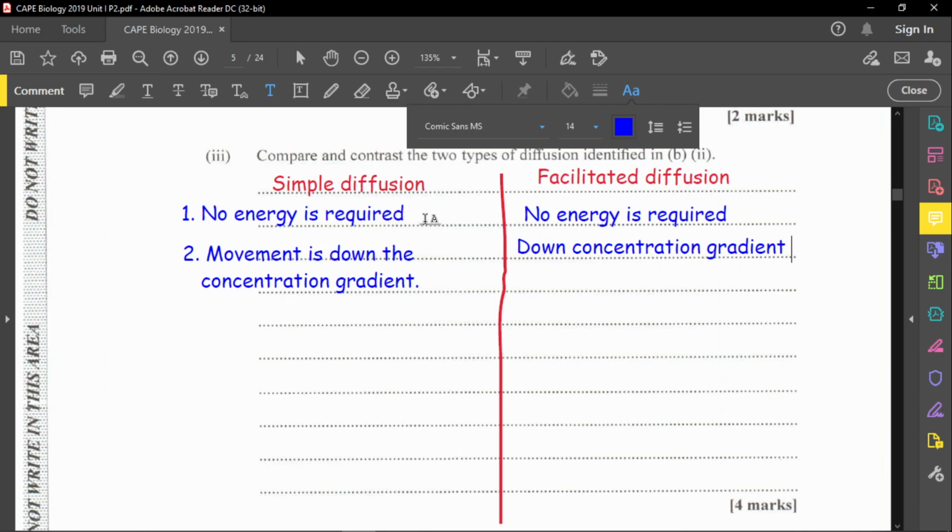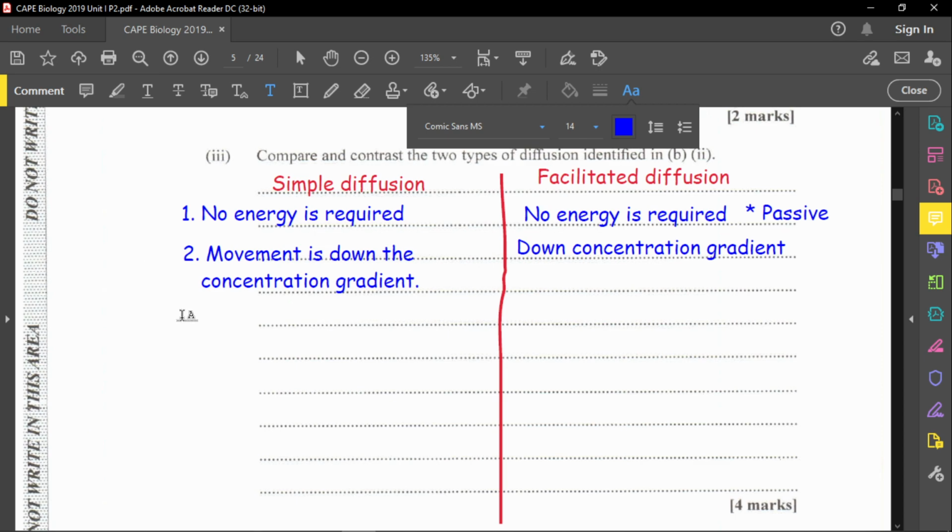And so we can also say that this is passive because there's no need for energy. So if no energy is required, then this is passive. Let me just put passive right here just to make a note of that. So this is a passive form of movement, a passive transport. So it is passive, no requirement of energy.